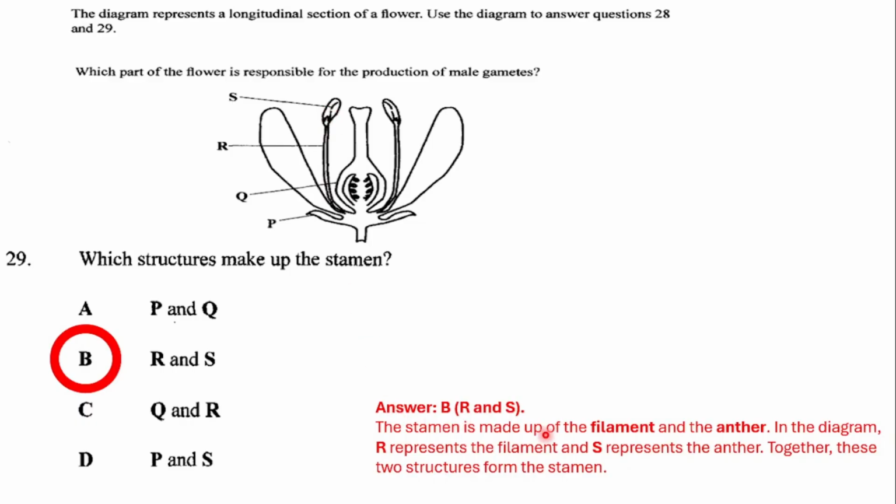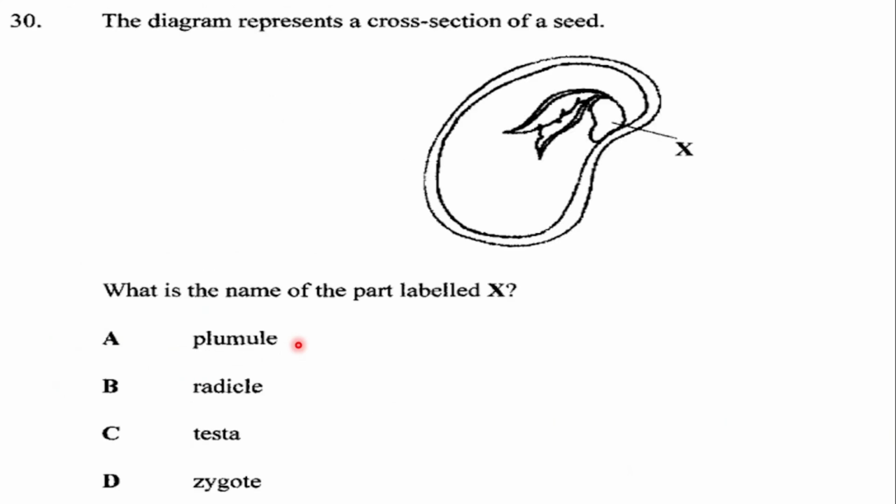So the stamen is made up of the filament and the anther. In the diagram, R represents the filament and S represents the anther. Together, these two structures form the stamen. So the correct answer is definitely going to be B, R and S. Let's move on to question number 30, and it says the diagram represents a cross-section of a seed.